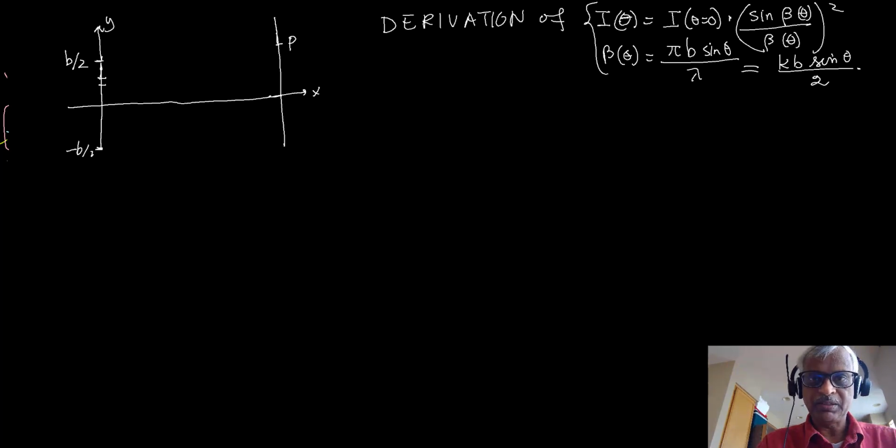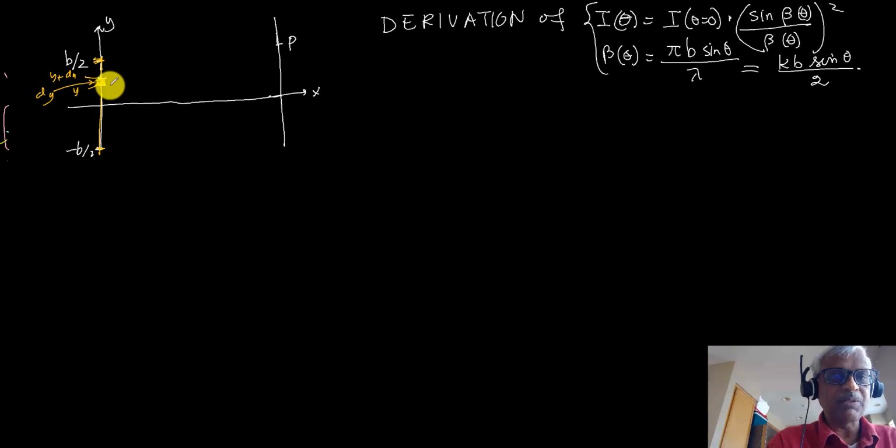So let's look at it. What I'm going to do is, this is where the wavefront is inside the slit. So that's the slit. And I'm going to look at a small piece of it and treat this as a point source. So this is going to be at y and y plus dy, so the thickness is dy. So the amplitude here we can think of as a0 dy.